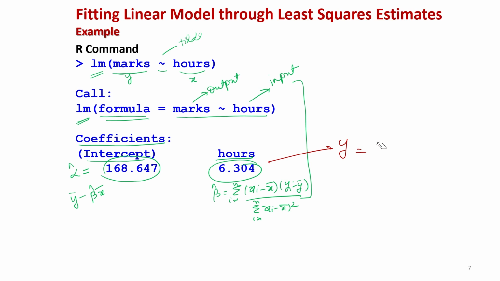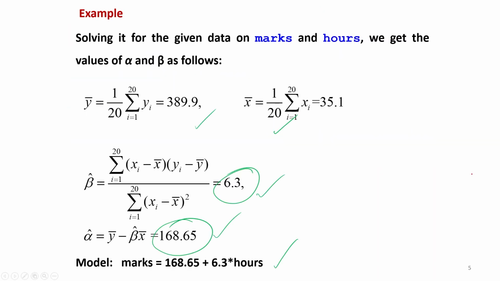Based on that, you can write your model as y is equal to alpha, which is 168.647, plus 6.304 into x, or I can say marks is equal to 168.647 plus 6.304 into hours. This is the same model that you had obtained earlier, you can see here.